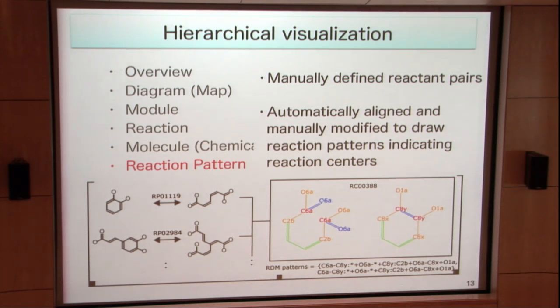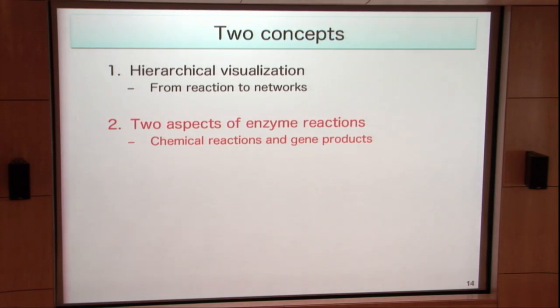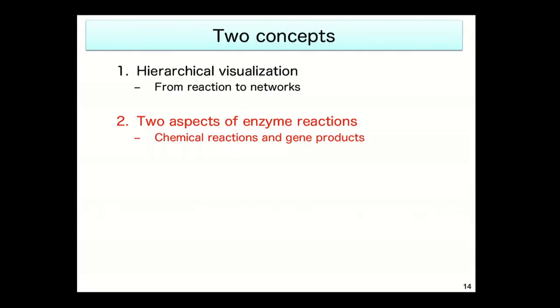which indicates reaction centers, in this case the red part. So these two carbons are reaction centers, and the blue part indicates a changing part of these reactions. So those are the hierarchical classification of the data in the KEGG databases.